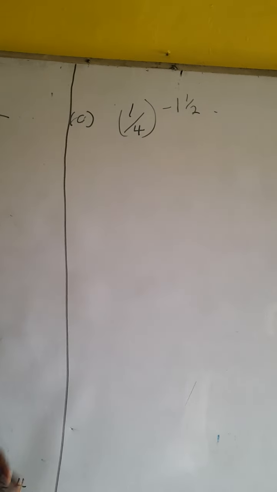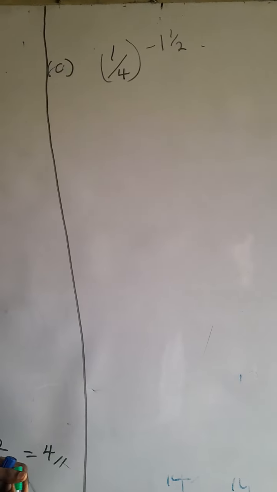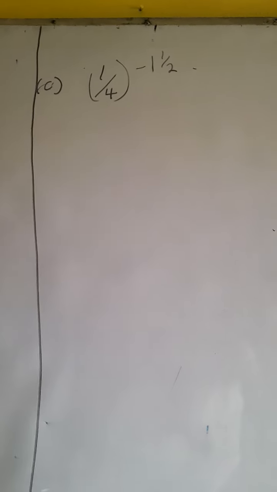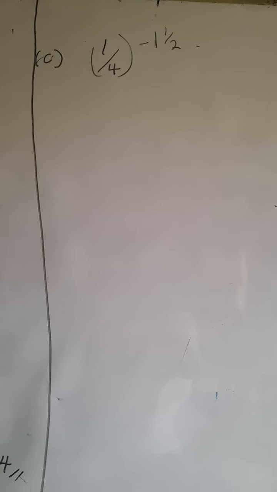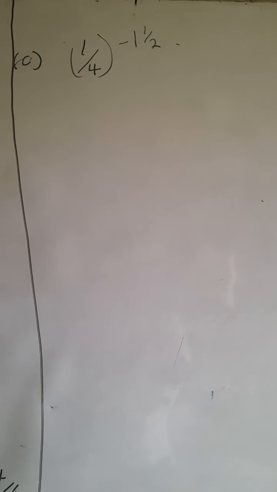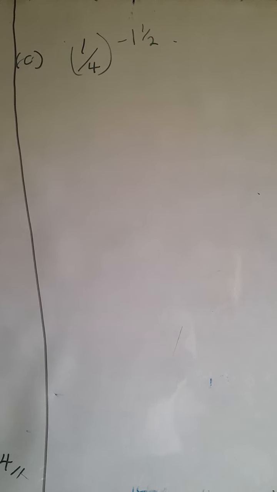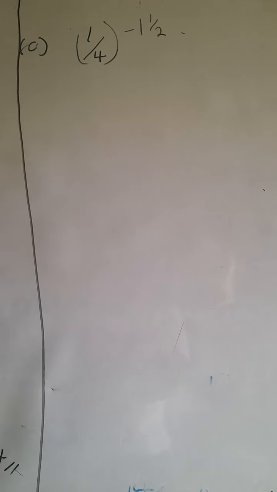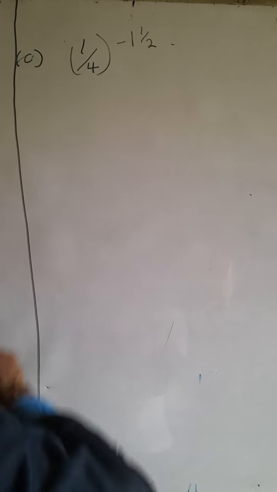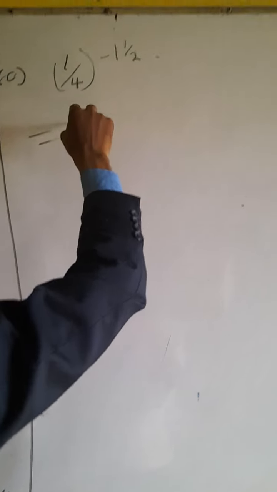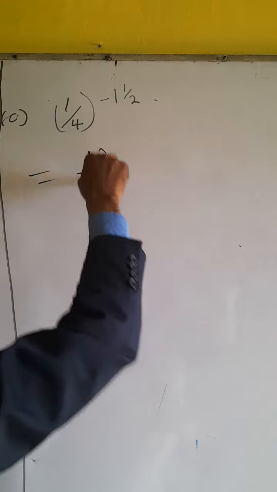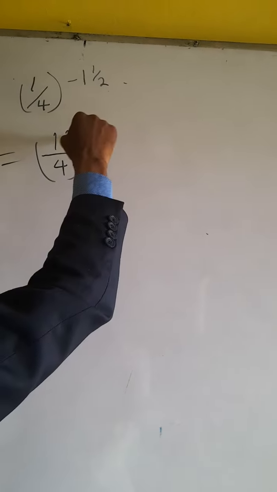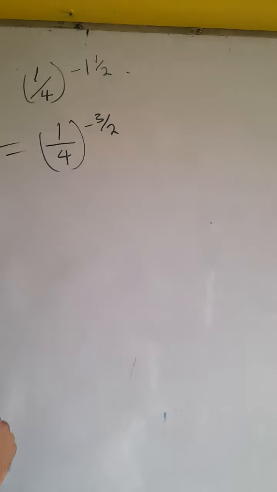Okay. We are going to continue with number C. Here we have 1 divided by 4, all raised to the power of minus 1 whole number, 1 divided by 2. Now we have a mixed fraction here. You are going to change it to an improper fraction before you can proceed to solve any problem. So we are going to change it to an improper fraction. Here is 1 divided by 4. Here 2 times 1, 2 plus 1, that will give us minus 3 over 2.